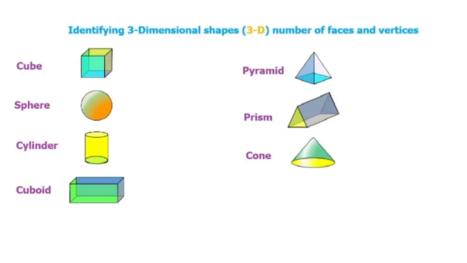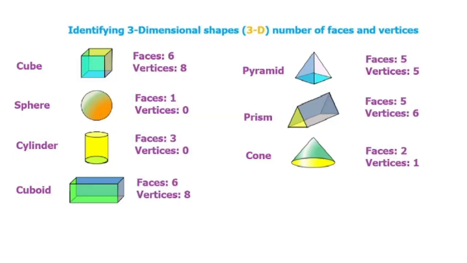So let's name all of these shapes. So we have the cube, the sphere, the cylinder, the cuboid, the pyramid, the prism, and the cone. There's other ones, but these are the main ones that you should remember. Now, we're going to count the faces and the vertices. So for this one, you just count them.